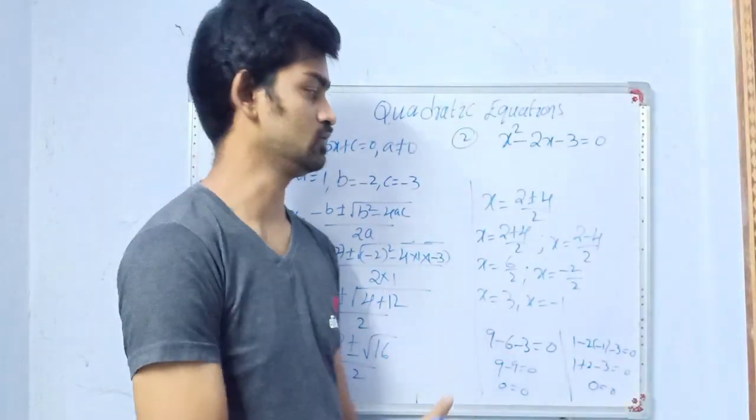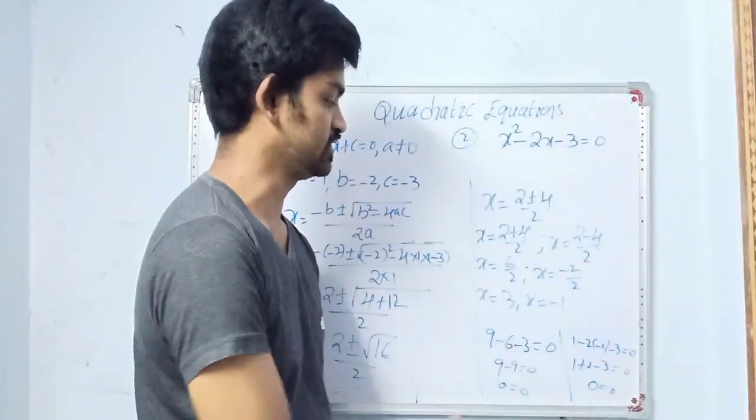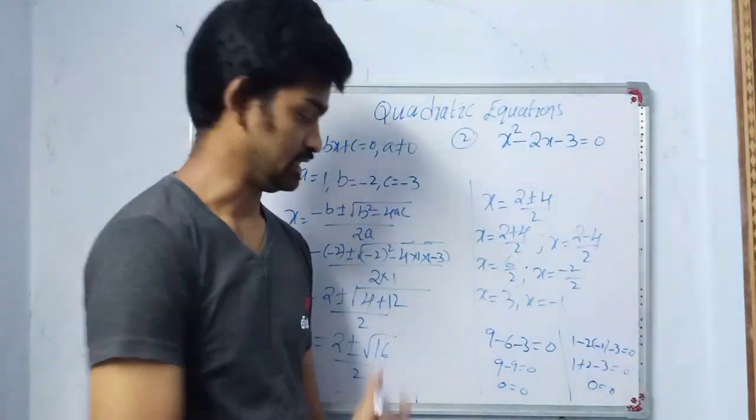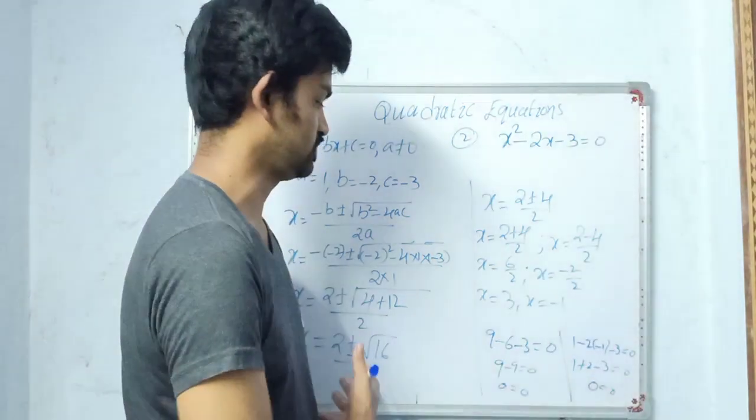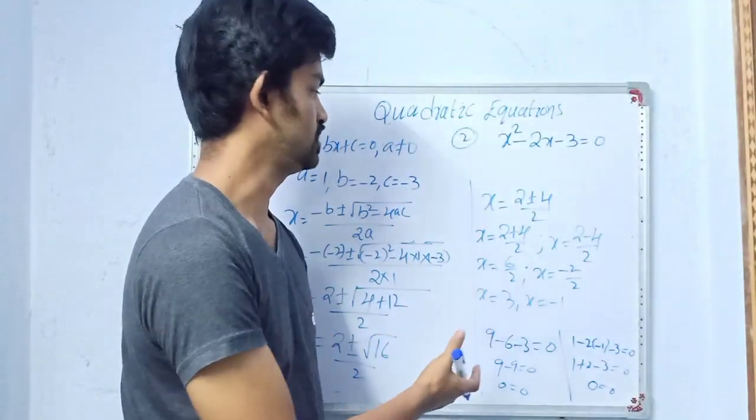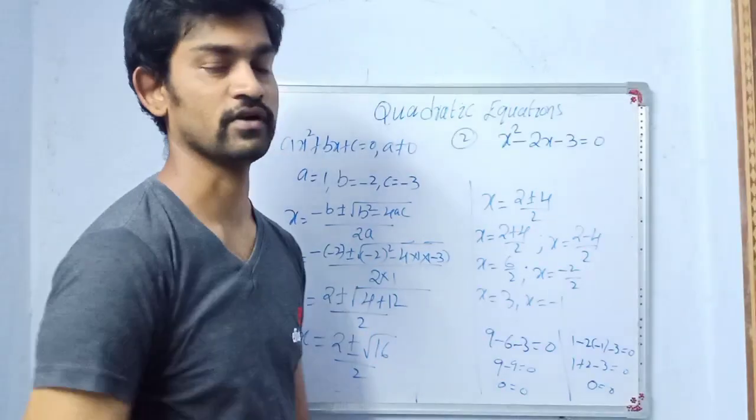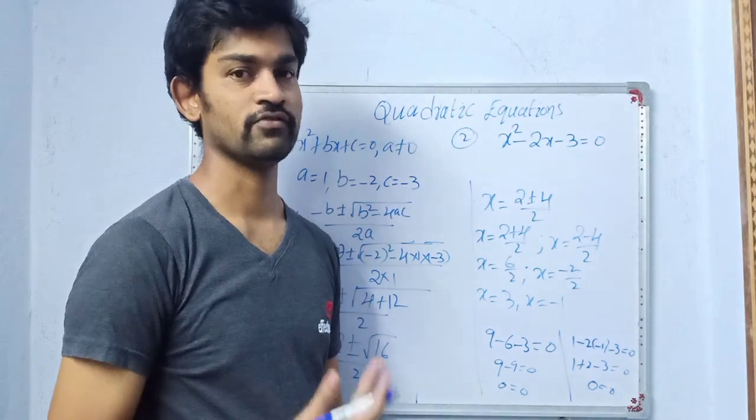Okay. This is how we find quadratic equation roots by using the formula. In the next class we will see nature of roots, children. So today's topic is completed. This is the proof of the quadratic formula and how to use that quadratic formula. We will see nature of roots in the next class.